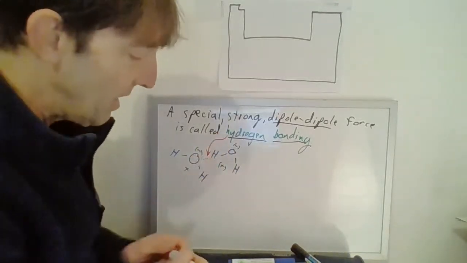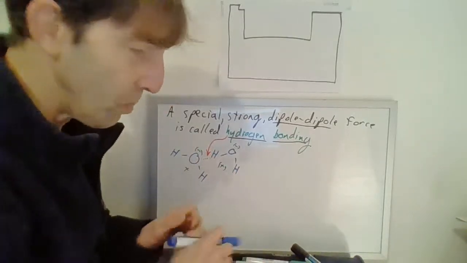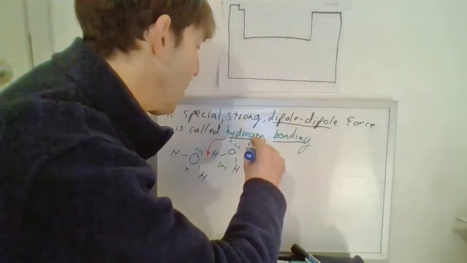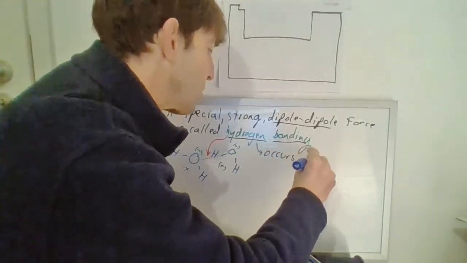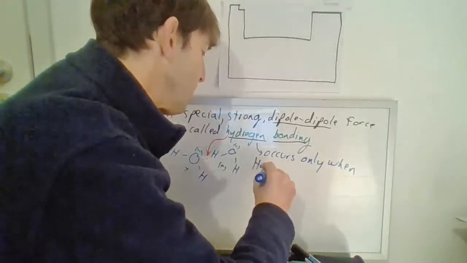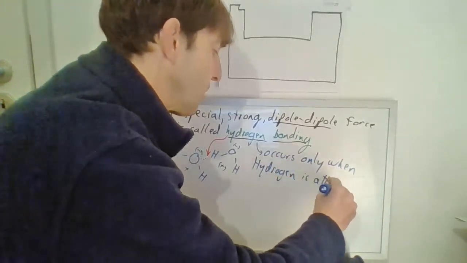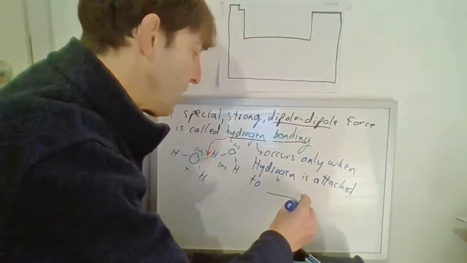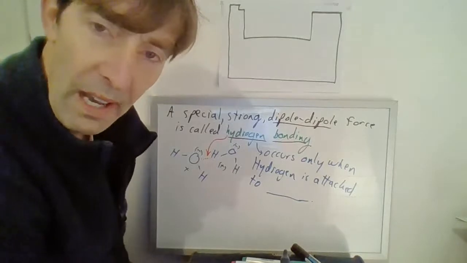Okay? Now, once again, hydrogen bonding only occurs when hydrogen is attached to, what? And who? The three magic elements to make hydrogen bonding happen.